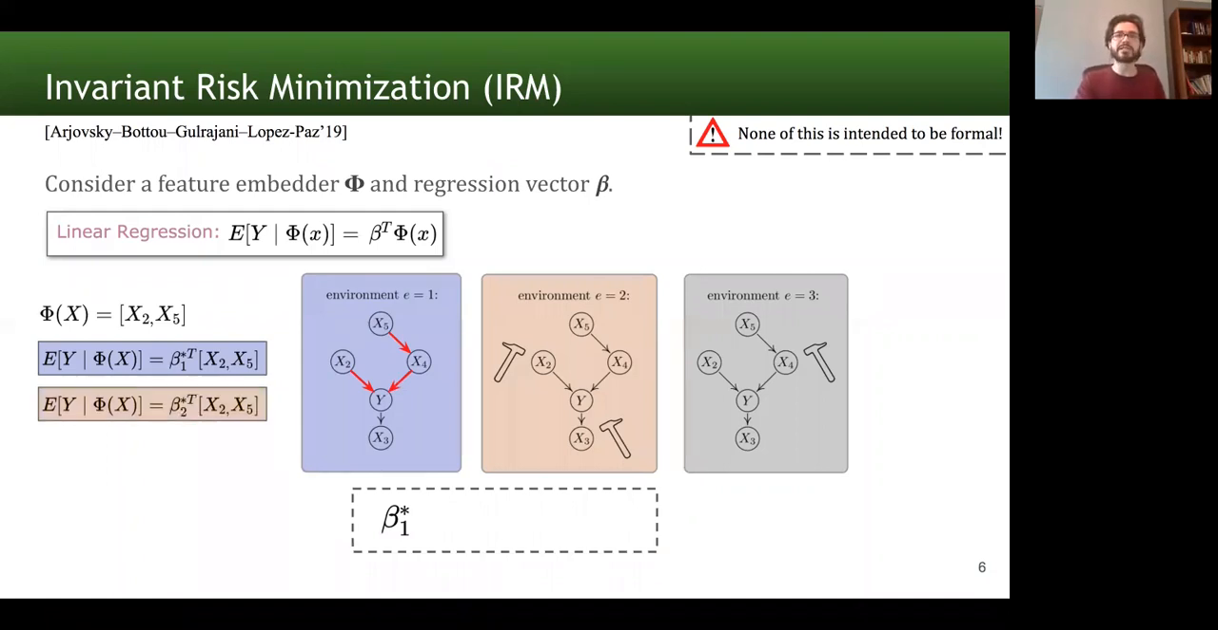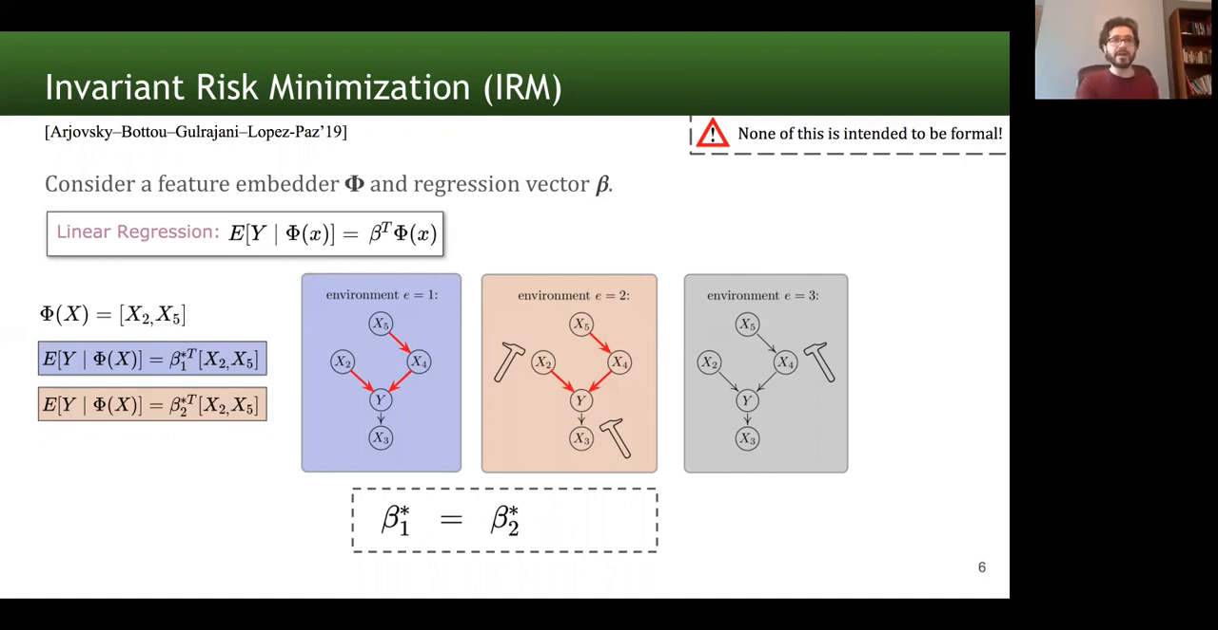Now if we consider the second environment, once again there's an intervention on the node x2, but the mechanism by which x2 generates y is unchanged. Similarly, the flow of information from x5 to y is unchanged. And so we see that the optimal regression vector in this environment is also going to be whatever this vector is. Now suppose we had learned this regression vector, and at test time, we're going to be evaluating it on a new environment like environment 3.